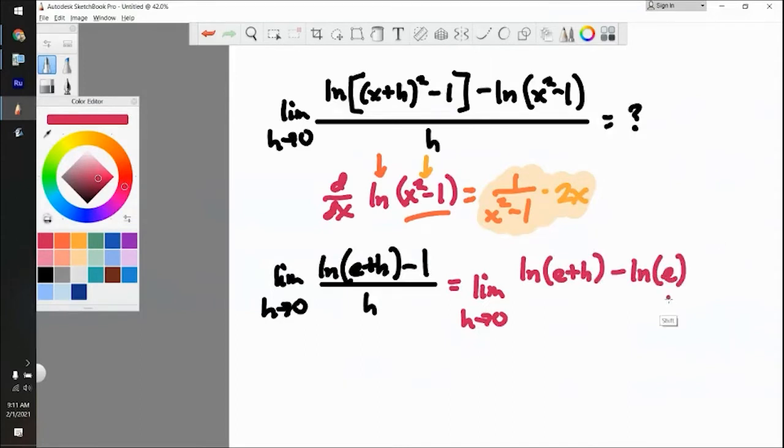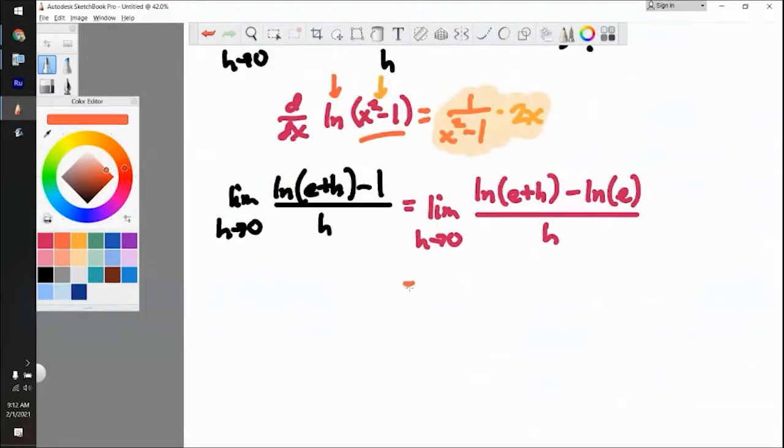I was going to skip this too. I'm glad we're doing it. What if I rewrote it like that? Would the answer still be zero? I would get one. Now you think it's one?